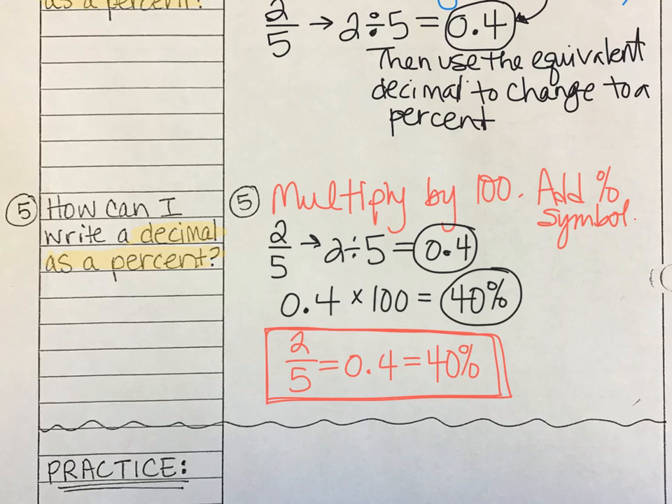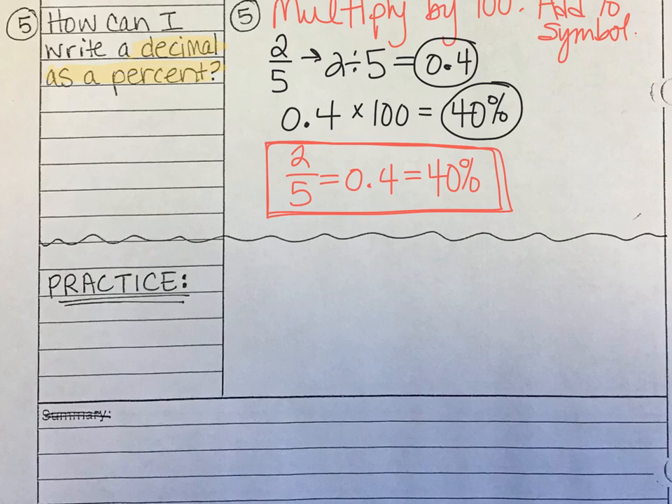So here are your 3 equivalent forms of the same value. 2/5 as a fraction is equal to 0.4, or 4/10 in decimal form, which is equal to 40% in its percentage form.